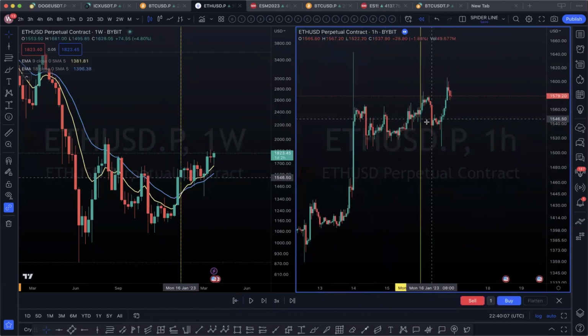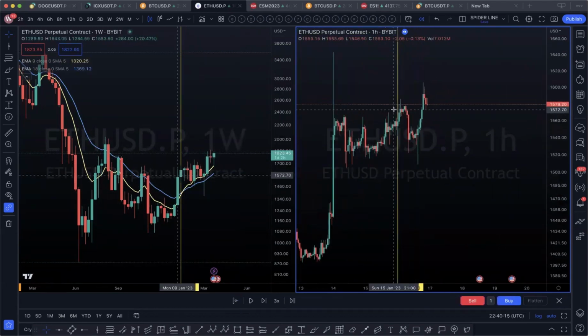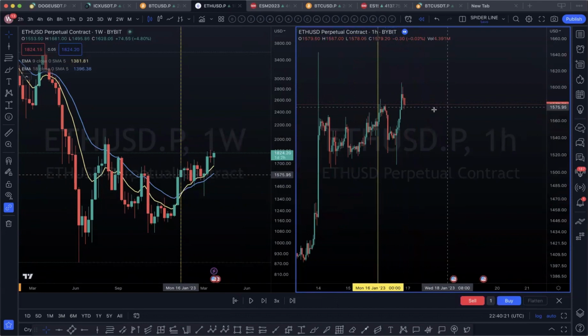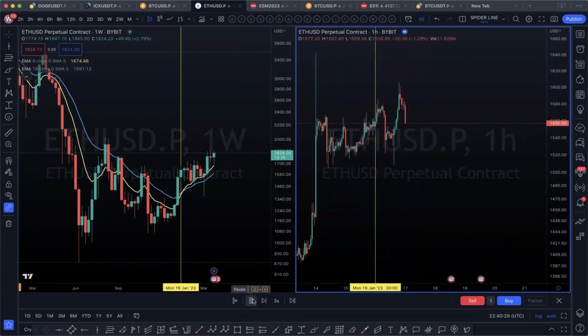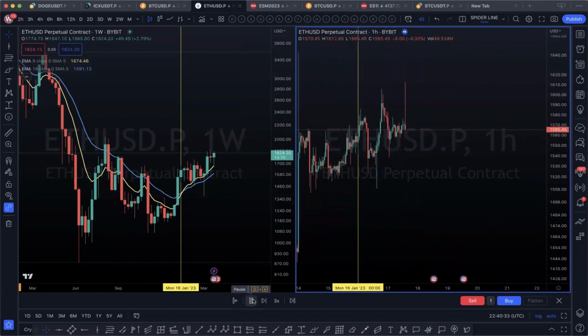Now we want to start looking, since price has already crossed and is trading above the EMA on the weekly chart, for the 1 hour order block on the 1 hour chart. So you want to be looking for a bullish order block on the 1 hour chart. So right now I'm going to play this. We want to wait to see a bullish order block.